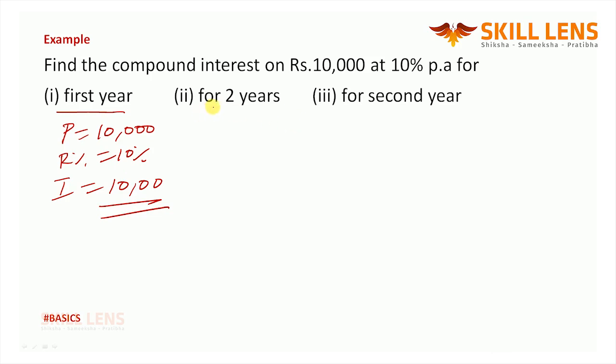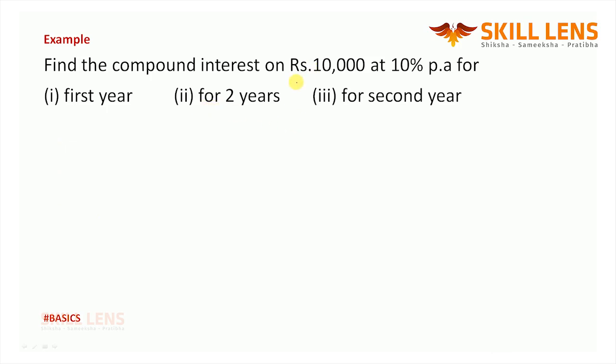How about for 2 years? This is where you need a formula. Guys, I don't have a direct formula to calculate the compound interest, but I know the formula to calculate amount, which is P into (1 plus R by 100) whole power n. Let me calculate the amount. What is the principal? Principal is going to be 10,000. What is the rate of interest? Which is 10%.